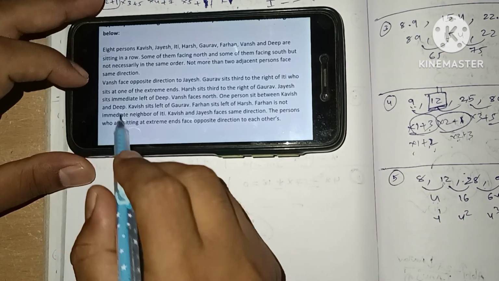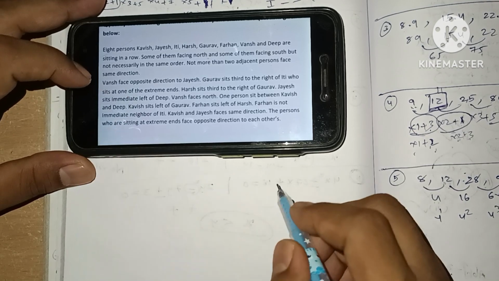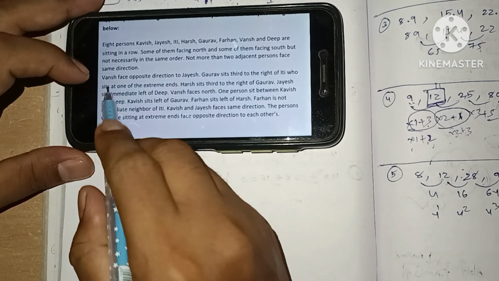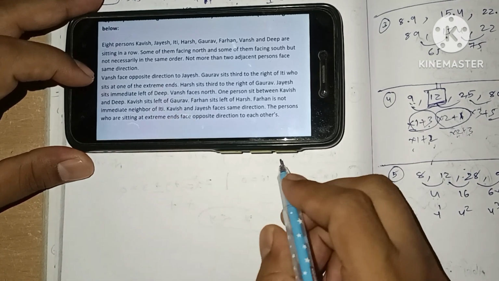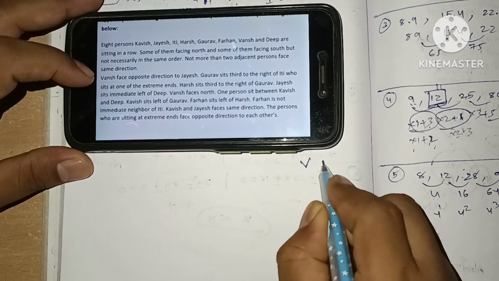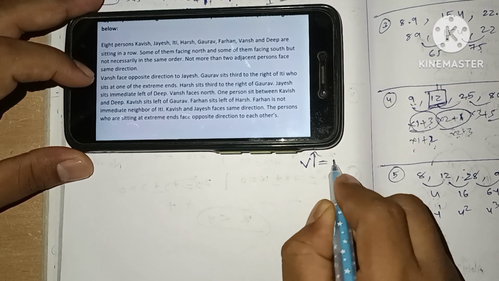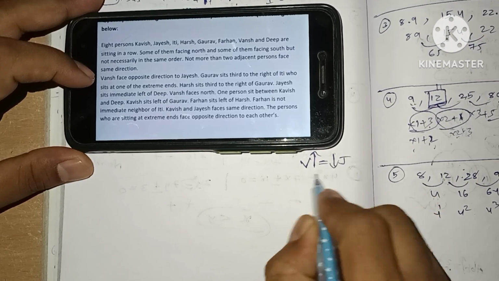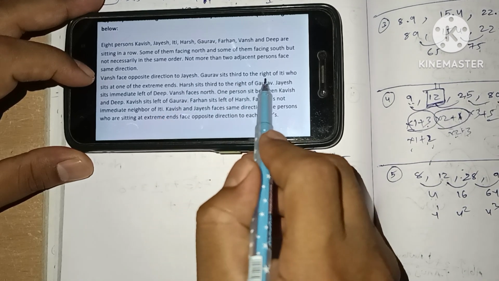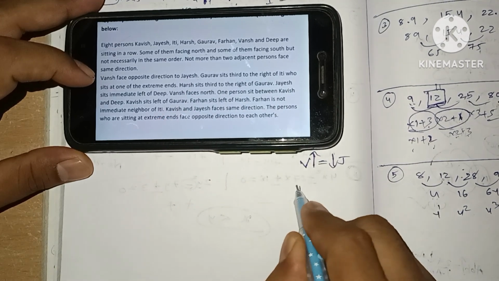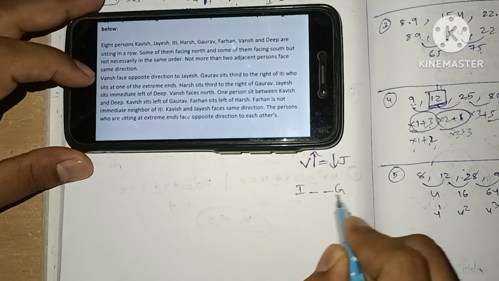Okay, let's start with the statements. One faces opposite direction to JS. Once facing opposite direction to JS. Like this. Gaurav sits third to the right of ET. Third to the right of ET is Gaurav.